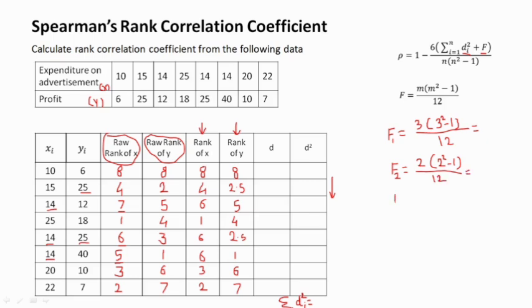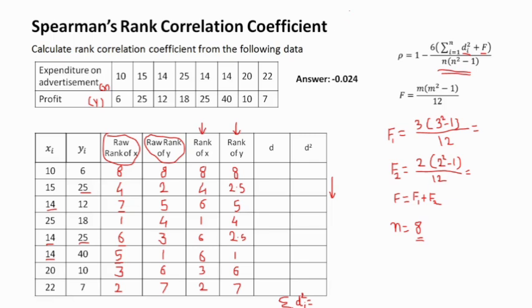And finally, f equals f1 plus f2. In this way, you have to find the value of f here. This is divided by n into n square minus n, where n is equal to 8, the number of data values. So this is the value of n. Now we have got di square, f and n. So put the values in this formula and find the value of Spearman's rank correlation coefficient. Here I have given the answer also.